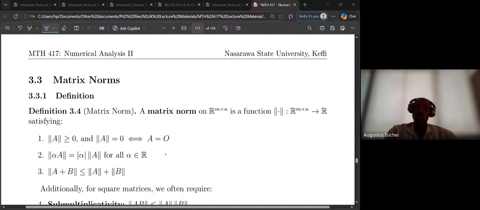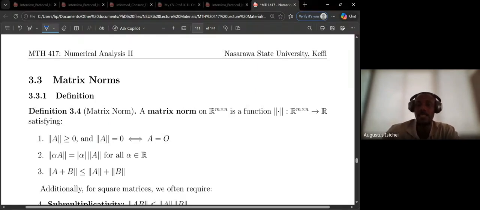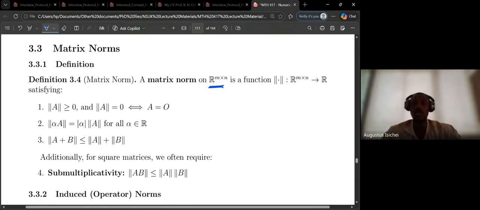So let's look into the matrix norm. Definition. Please write. A matrix norm on R^(m×n), that is the set of all matrices over the field of real numbers, is a function, absolute value of dot, such that R^(m×n) maps to elements of the real number system.